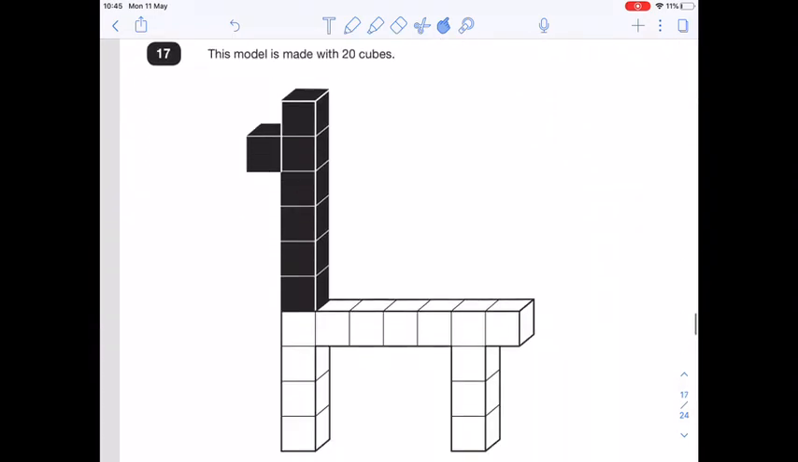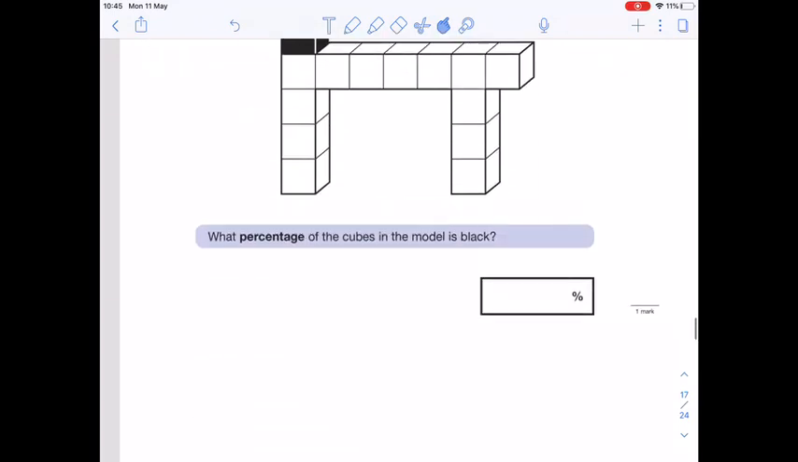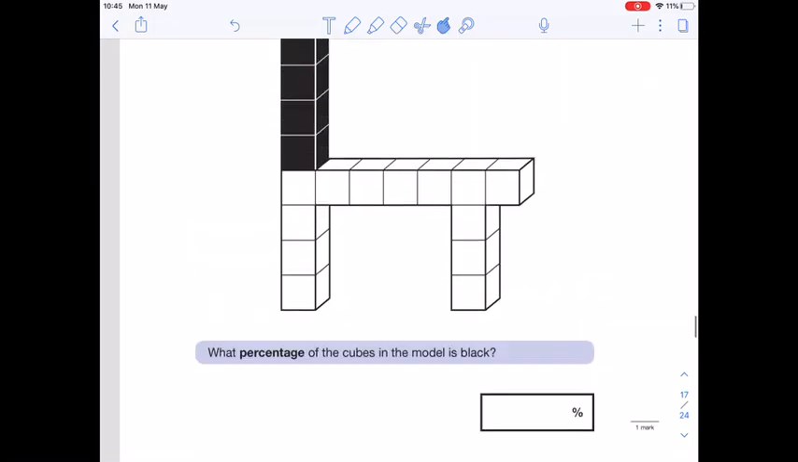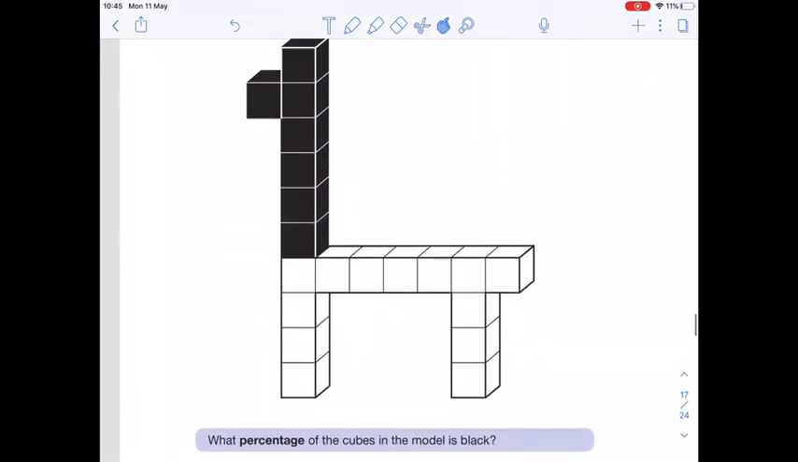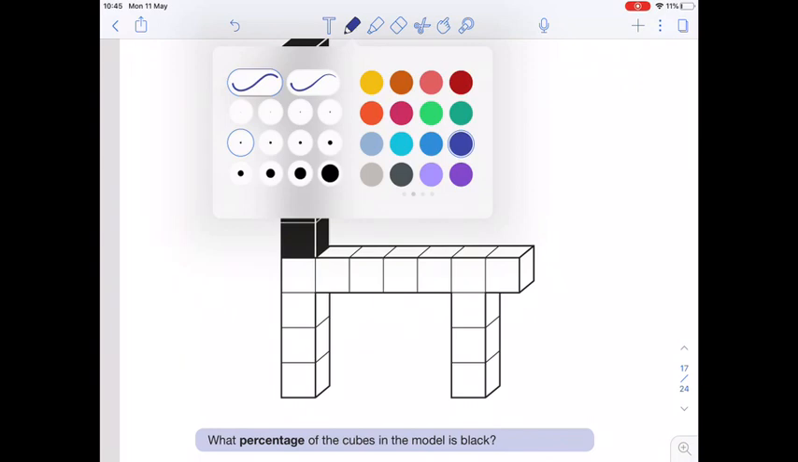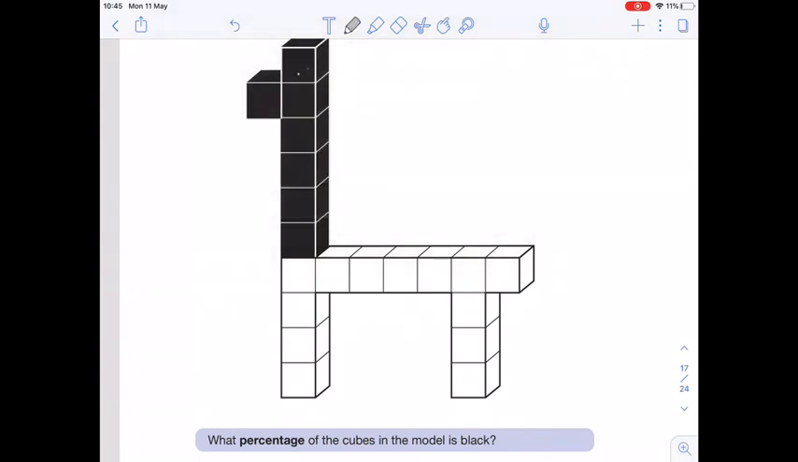Okay, so this model is made with 20 cubes. What percentage of the cubes in the model is black? So we need the percentage of these cubes. What percentage is black? Okay, so let's count how many are black. 1. And I'll use a different colour that you might be able to see. Grey. 1, 2, 3, 4, 5, 6, 7. Obviously that's just the other side of the same cube. So we've got 7 cubes which are black.